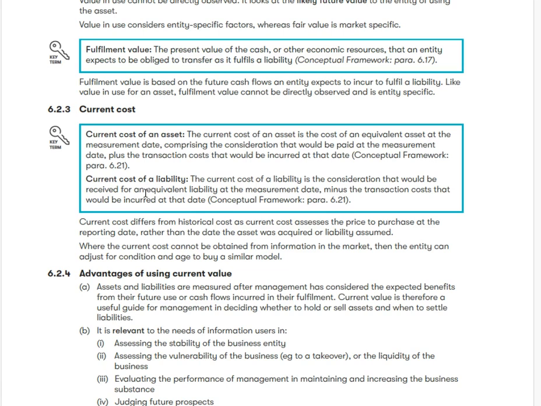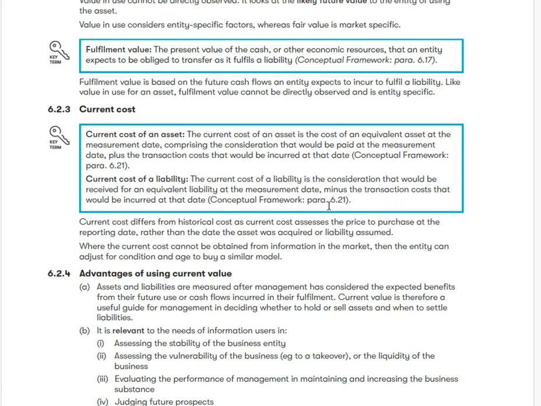The current cost of an asset is the cost of an equivalent asset at the measurement date, comprising the consideration that would be paid at the measurement date plus the transaction costs that would be incurred on that date for a specific asset. Current cost of a liability. The current cost of a liability is the consideration that would be received for an equivalent liability at the measurement date minus the transaction costs.